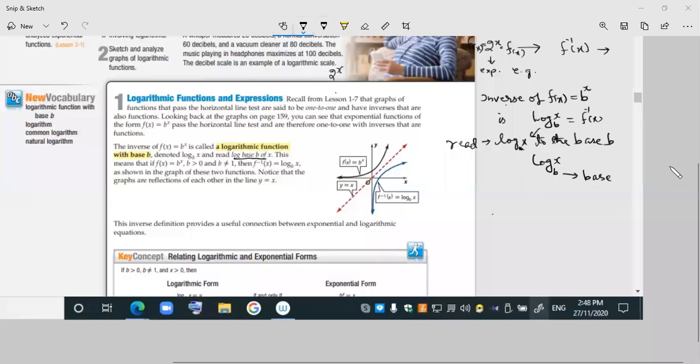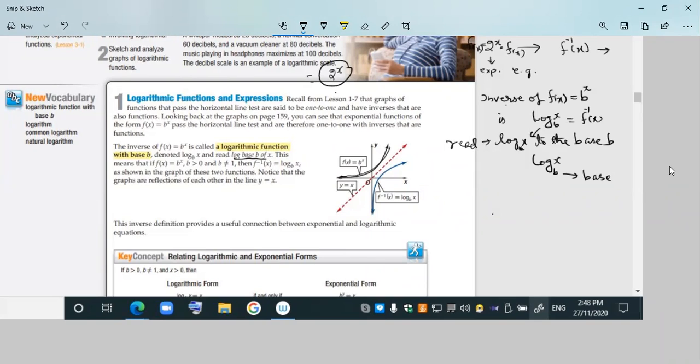So log is the inverse of this function, and last time we saw the graph of this function f(x). The graph of b to the power x will always pass through 1. So this is the graph of the function b to the power x, and log x is its inverse.